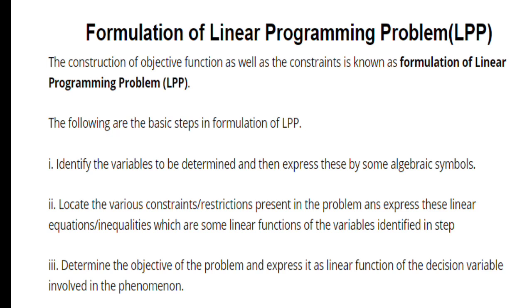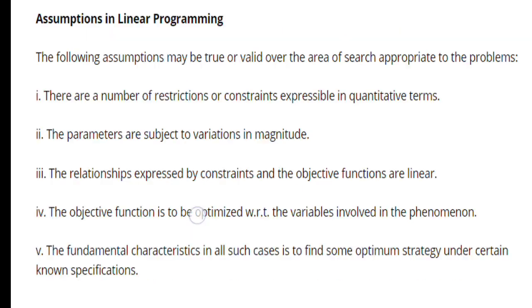Formulation of linear programming problem. For the construction of that, the following format will be followed. First, identify the variables to be determined and express them with some algebraic symbols. Second, look at the various constraints or restrictions present in the problem and express them as linear equations or inequalities, which are some linear functions of the variables. Last, determine the objective function, that is maximization or minimization, and express it as a linear function of the decision variables involved in the phenomenon.